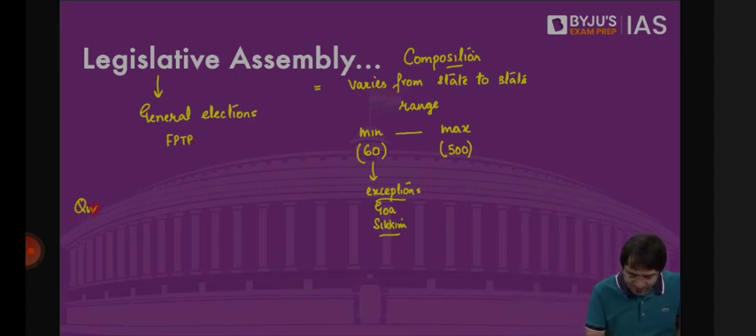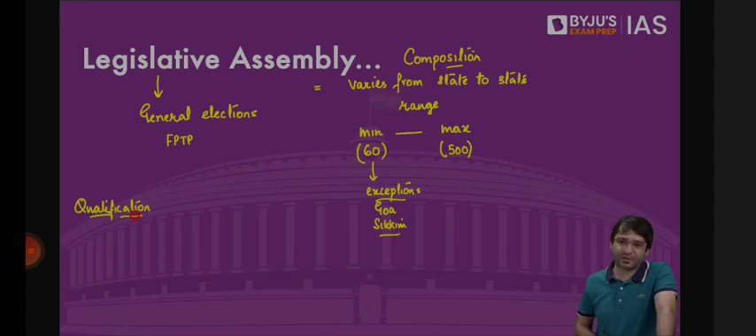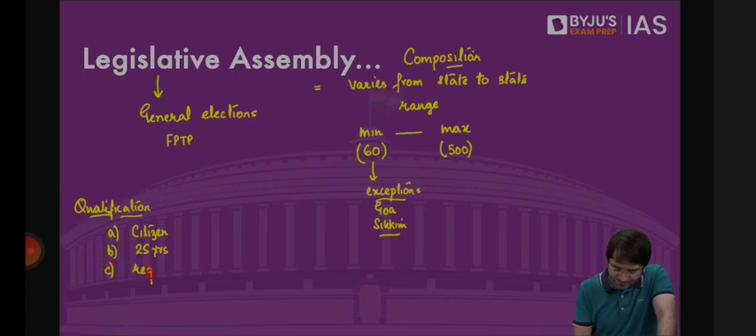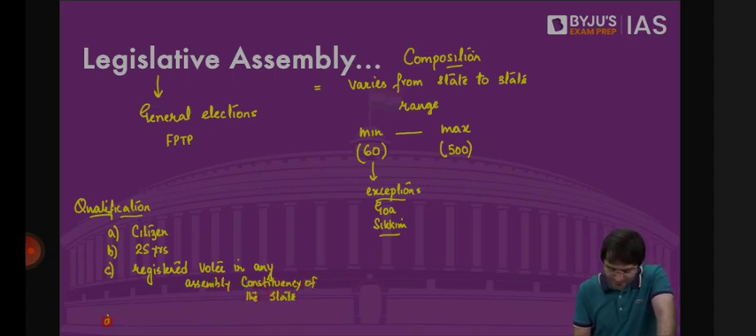But what is the qualification for someone in order to contest the elections to a Legislative Assembly? One, you should be the citizen of India. Two, must have completed 25 years of age. Three, should be a registered voter in any assembly constituency of the state. Four, should not hold any office of profit.